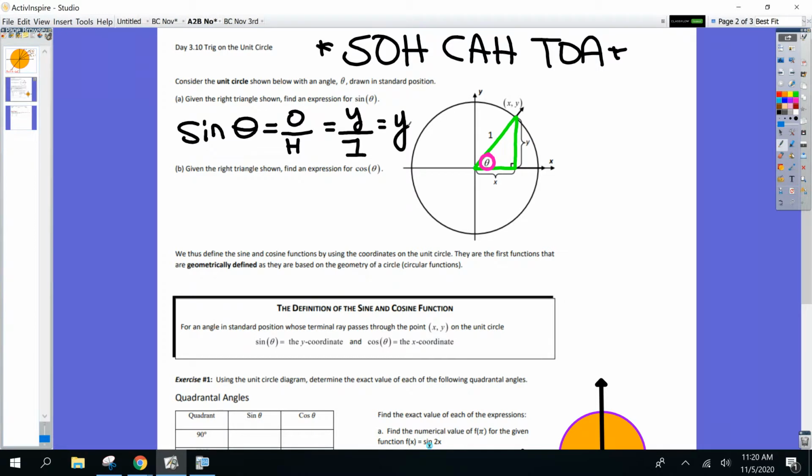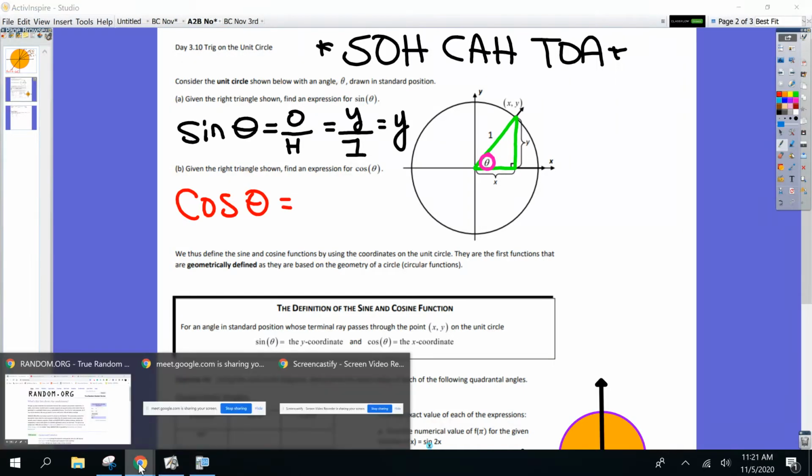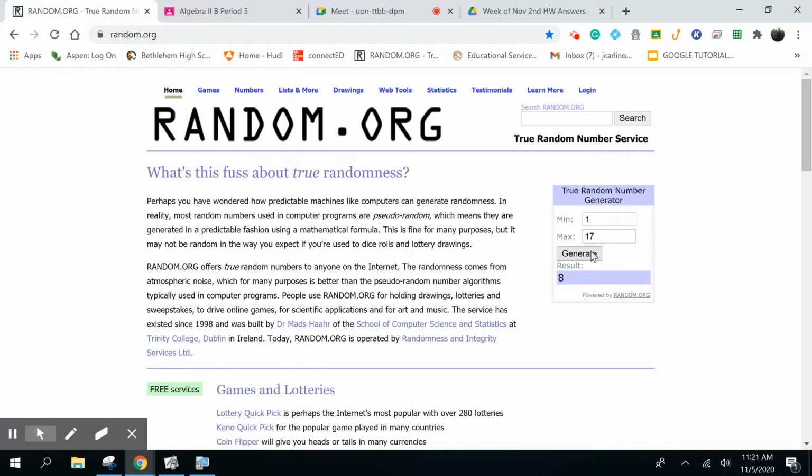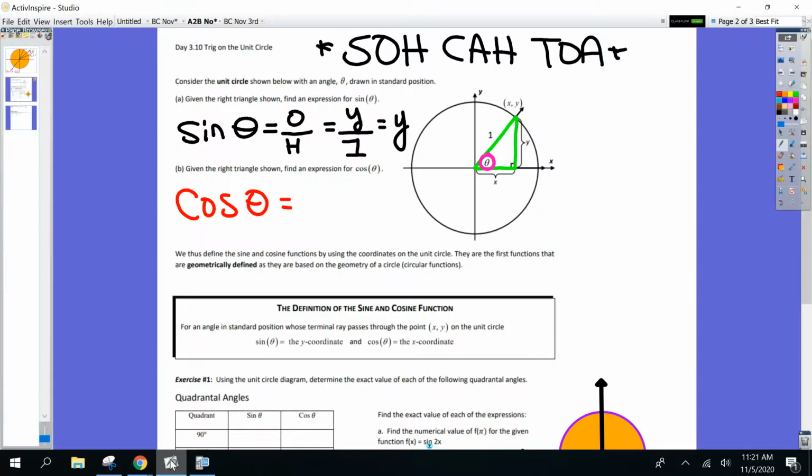All right, let's do the same thing for cosine now. For the cosine of the angle, go to SOHCAHTOA first. What's cosine equal to according to SOHCAHTOA? Here we go. Colin, what's cosine equal to? Adjacent over hypotenuse. Good deal, bud.